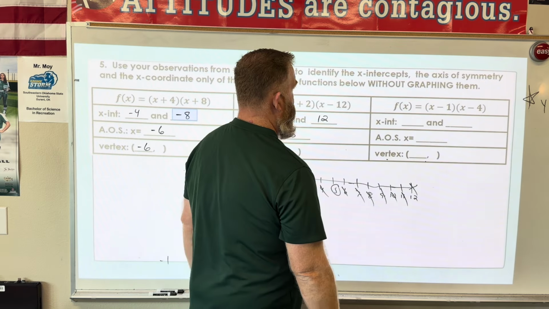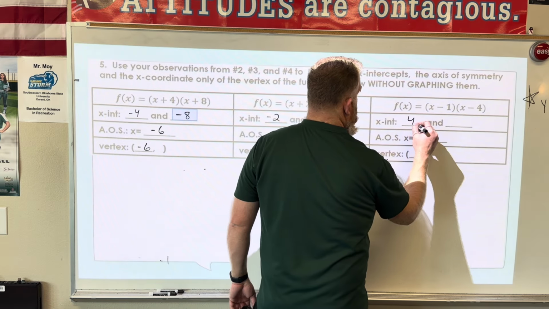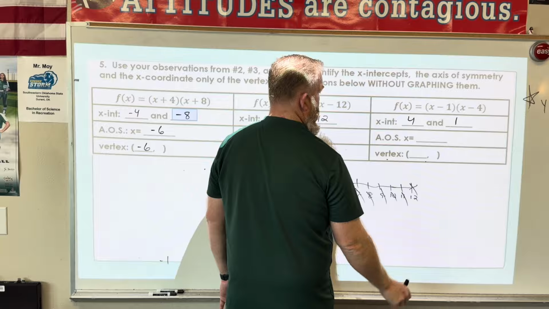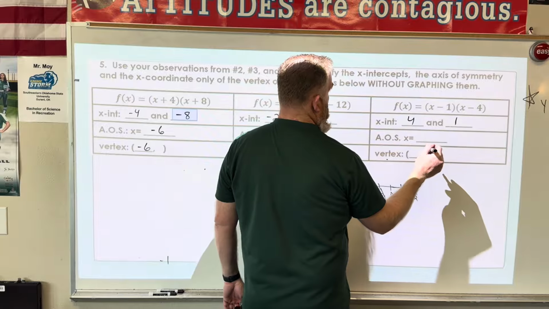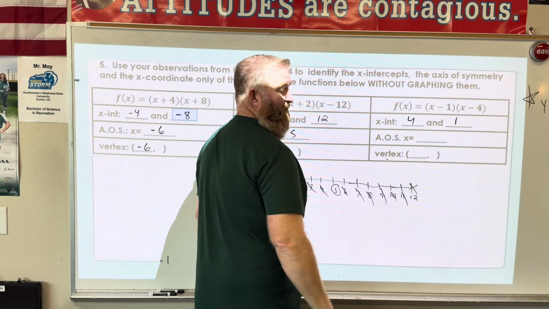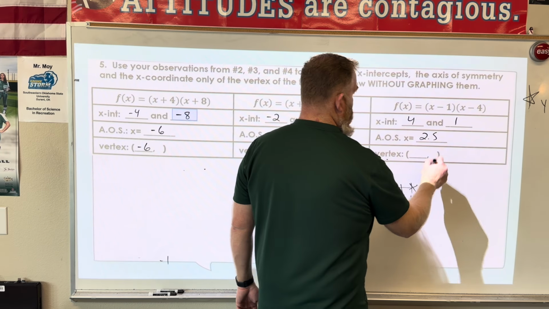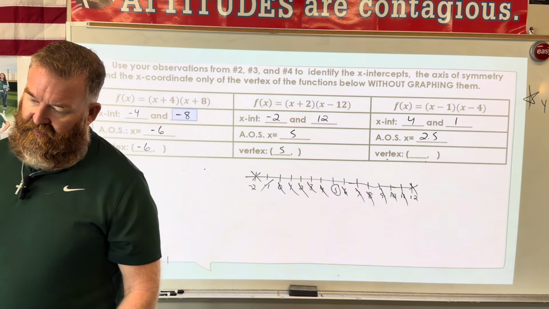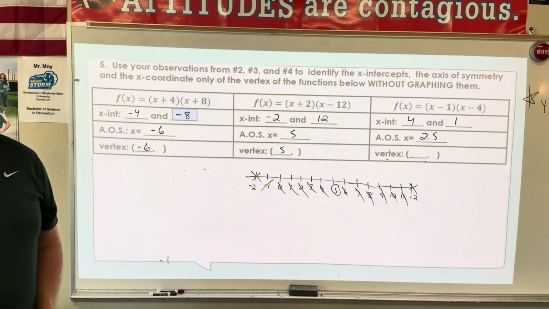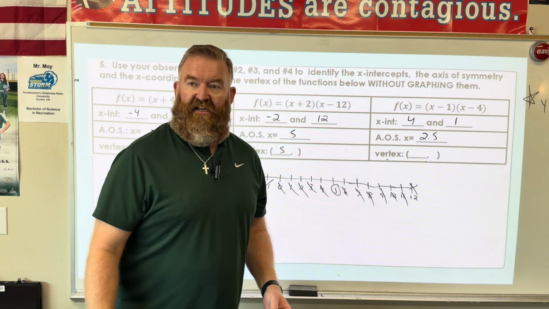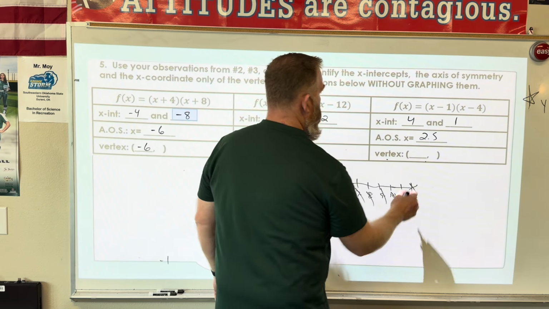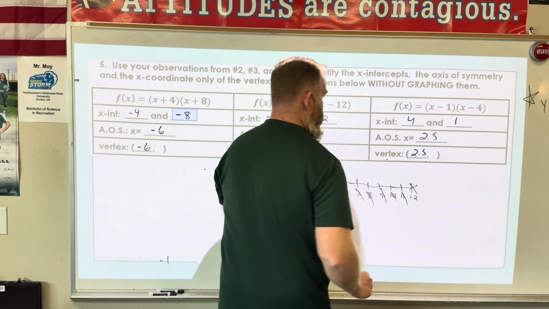What are my two x-intercepts? 4 and +4, +1. My axis of symmetry is going to be what? 2.5. Okay, that's in the middle. Is it okay to have a decimal? Yes, absolutely. That's fine. 2.5. Everybody good?